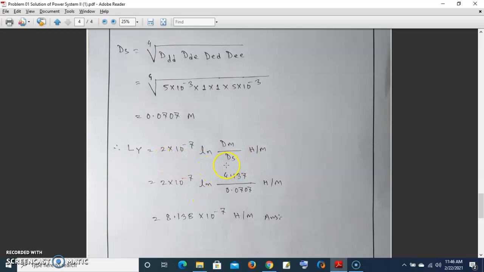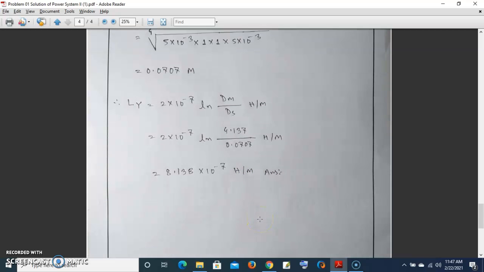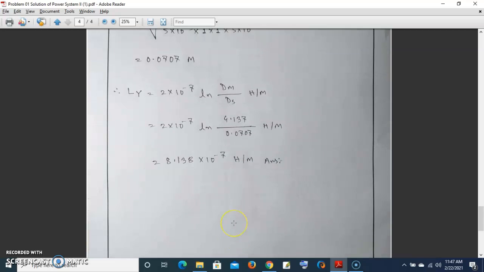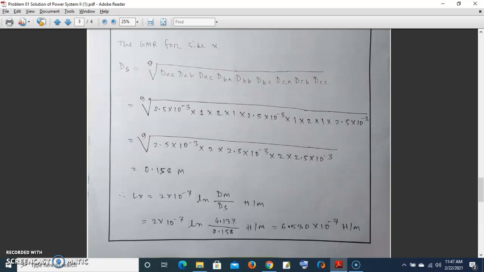For the inductance of the Y side, we follow the same rule. Here DM is fixed for X and Y, 4.137, divided by DS equal to 0.0707, giving 8.138 times 10 to the minus 7 henry per meter. This is our Y side answer, and this is our X side answer, 6.530 times 10 to the minus 7 henry per meter.